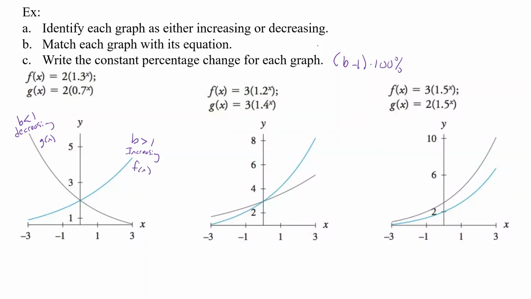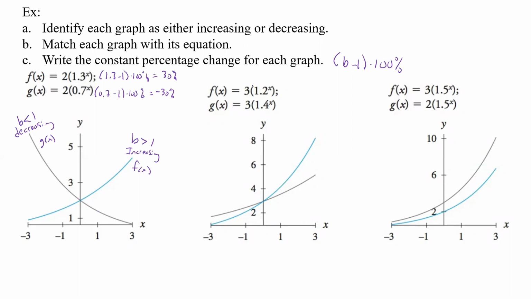Okay. And then the last thing we have to do is we have to take our b minus 1 times 100%. So we'll take 1.3 minus 1 times 100%. Well, 1.3 minus 1 is 0.3 times 100%, and that's going to give us 30%. Now this one, we're going to take 0.7 minus 1 times 100%. And here, 0.7 minus 1, that's going to give us a negative 0.3, and so that's going to give us a negative 30%. Okay, so if we look, it's increasing by the same amount it's decreasing. It's the same percentage.